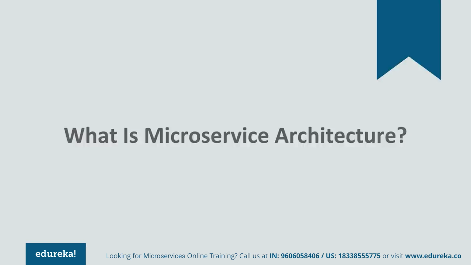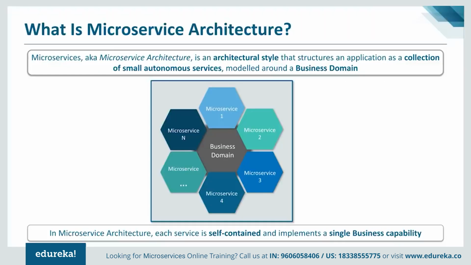Now is the time to understand what exactly is microservice architecture. Microservices, also known as microservice architecture, is an architectural style that structures an application as a collection of small autonomous services modeled around a business domain. Now, if I have to put it in simpler terms, it is a self contained process which provides different and unique business capabilities. If you have large applications built using this architectural pattern, they can be broken down into multiple small services which together act as one large system. But behind the scenes, it's microservices. So what I'm trying to say here is we have multiple services.